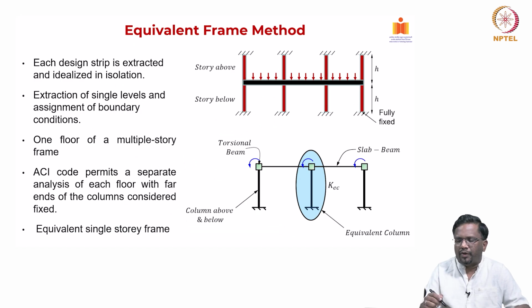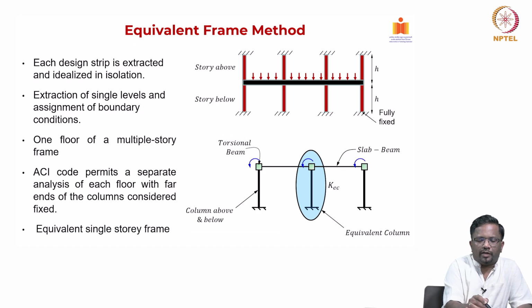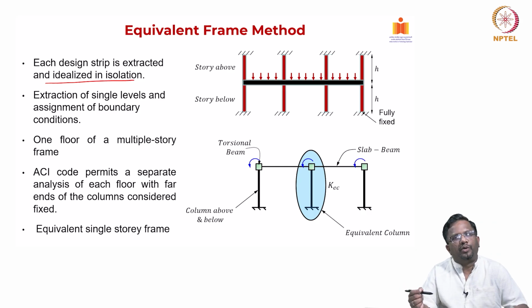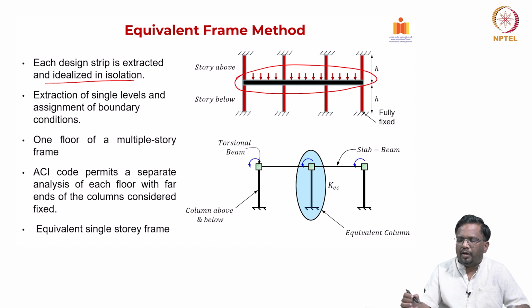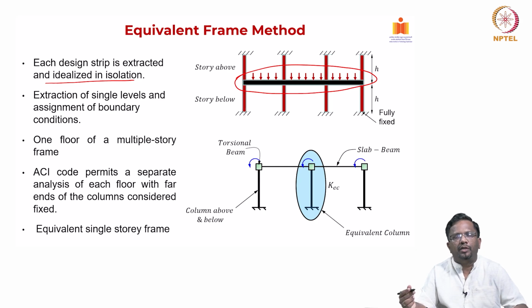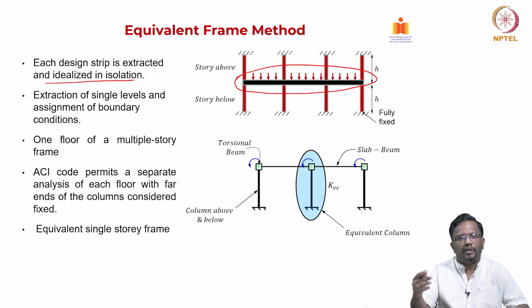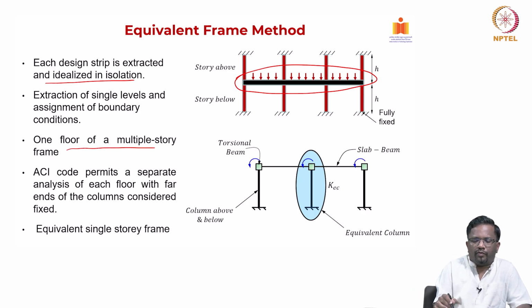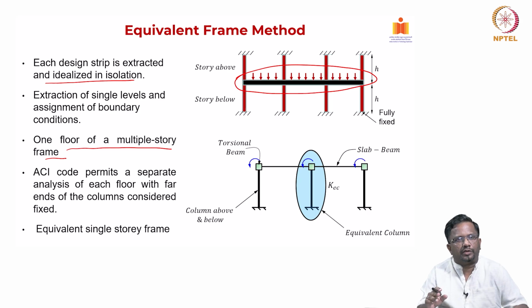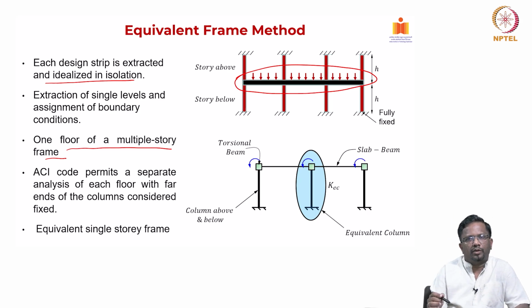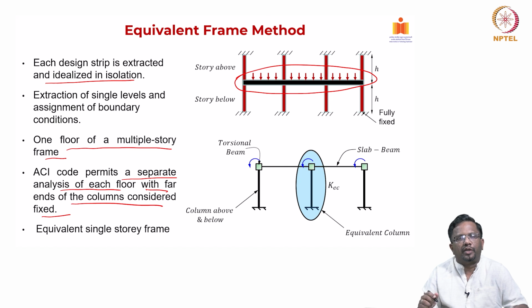Then what we do is, each design strip is extracted and idealized in isolation. These are the steps that are involved in the equivalent frame method. This is one particular story that I am taking, and I am going to assume the columns of the story below and the story above as fixed, which is a reasonably good assumption, because relatively, they will act like a fixed support. I am going to take one floor of a multiple story frame and do the analysis. The ACI code allows a separate analysis of each floor with the far ends of the columns considered as fixed, which is a very good assumption.